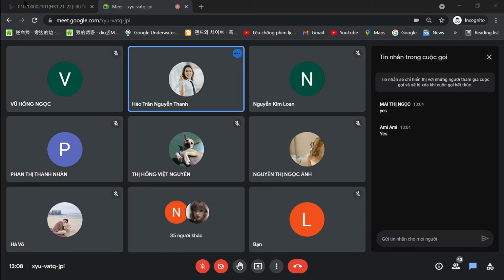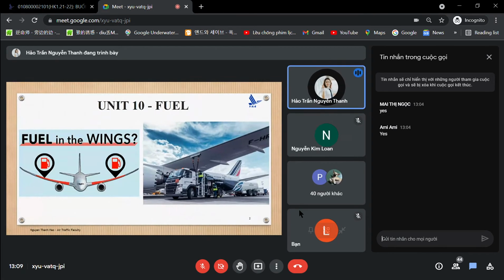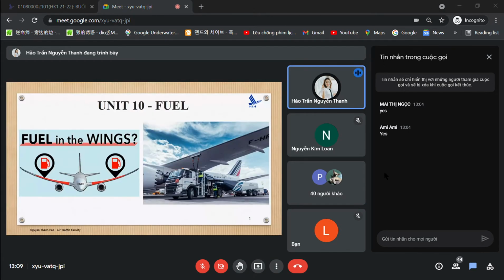Okay, so you can see my slide. The lesson today is about Unit 10 with the topic fuel. Okay, so it is not a strange topic for you guys, and we already know that fuel is put into the wings of the aircraft. Okay, and we also have the fuel balance between the two wings.